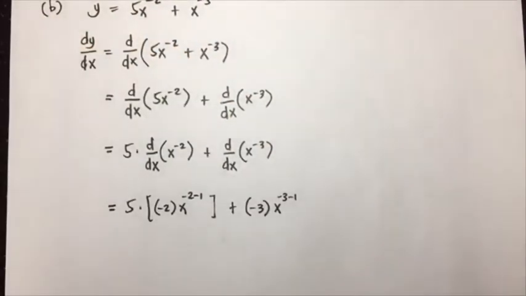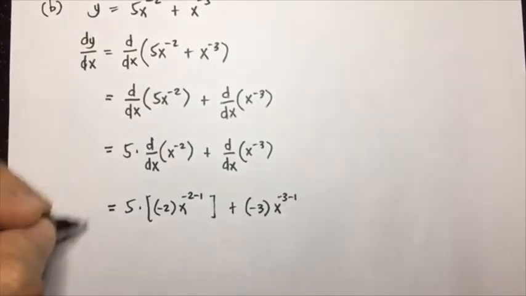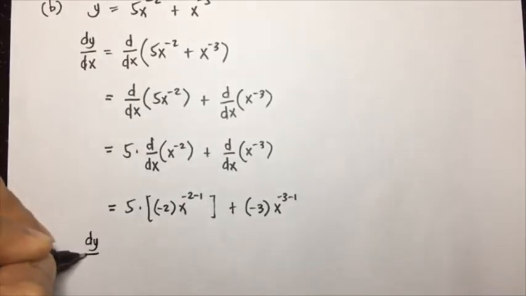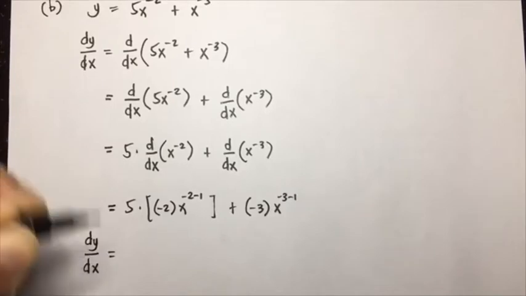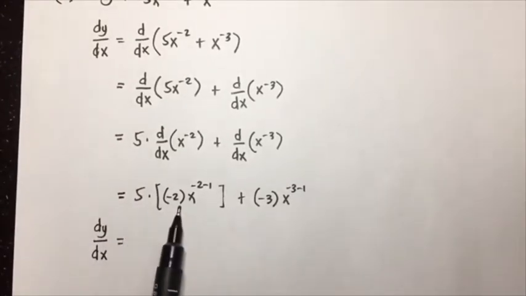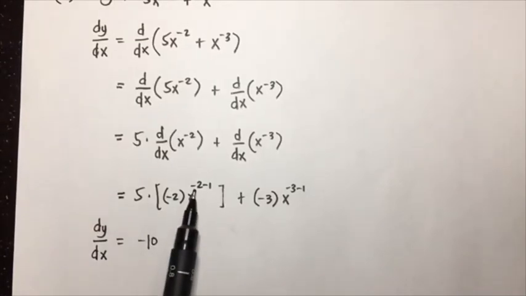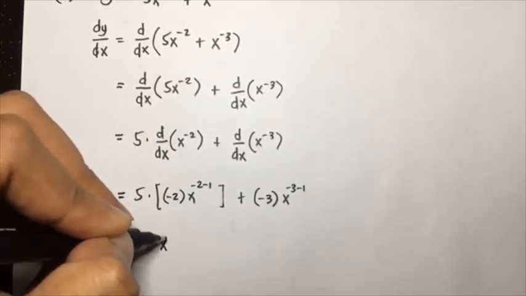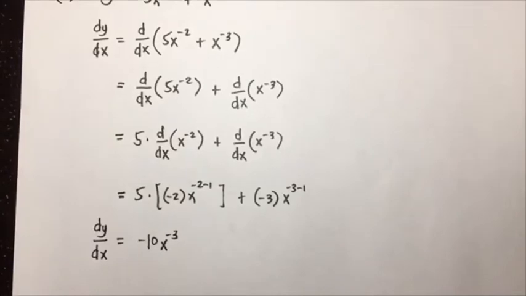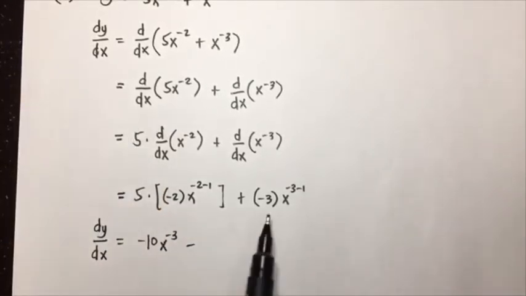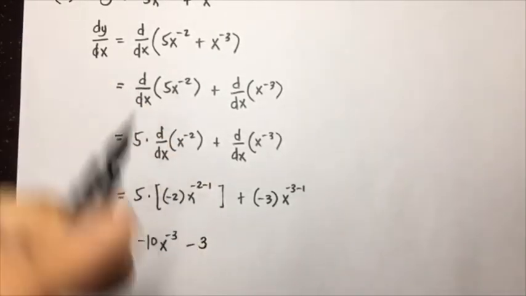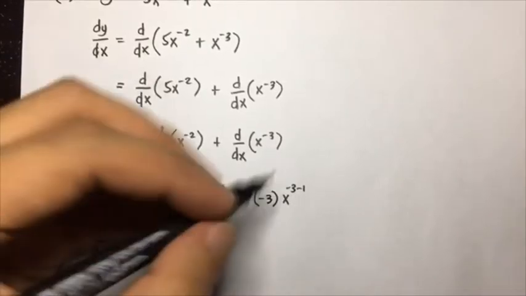minus 1. Okay, and then simplifying that, dy over dx is equal to 5 times negative 2, that is negative 10, x raised to negative 2 minus 1, so that is x to the negative 3. Minus, we have 3, and then x raised to negative 4.